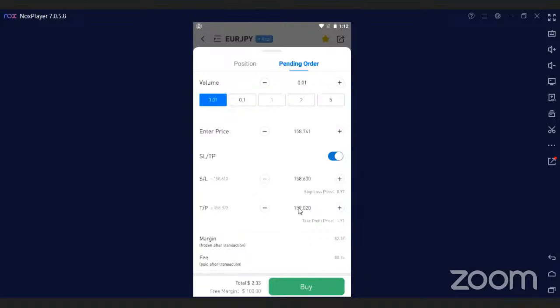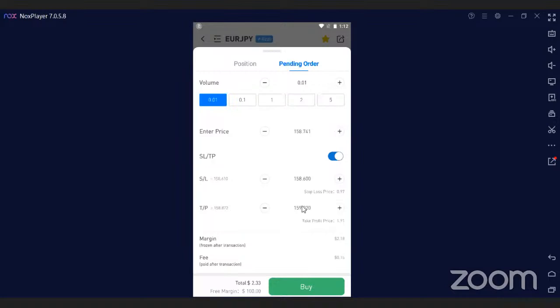Now this TP is 159.020. So I might decide to add another TP on my second trade. This is my first trade. If I'm making a pending order for another trade right now, it's going to be another TP, and that TP will be higher than this. That is what TP1 and TP2 mean.